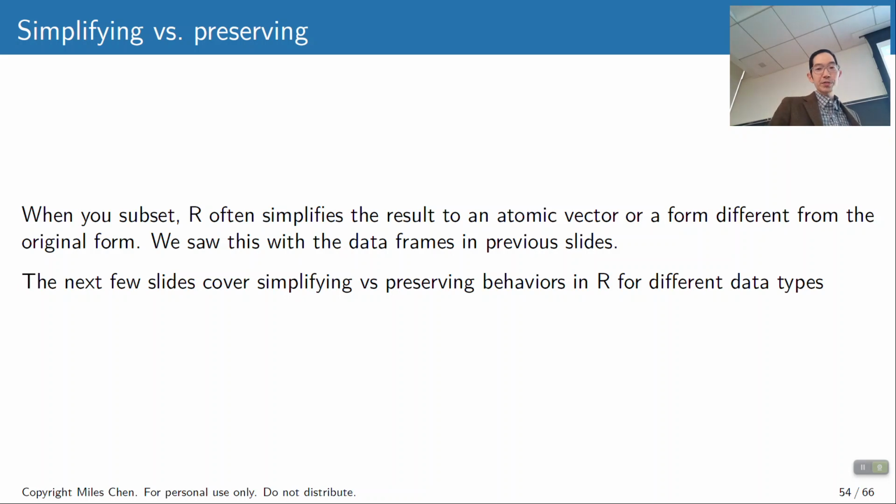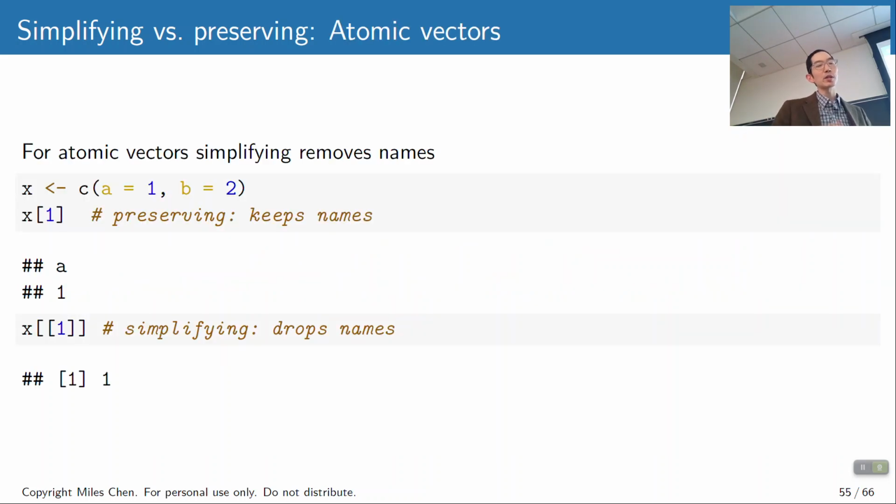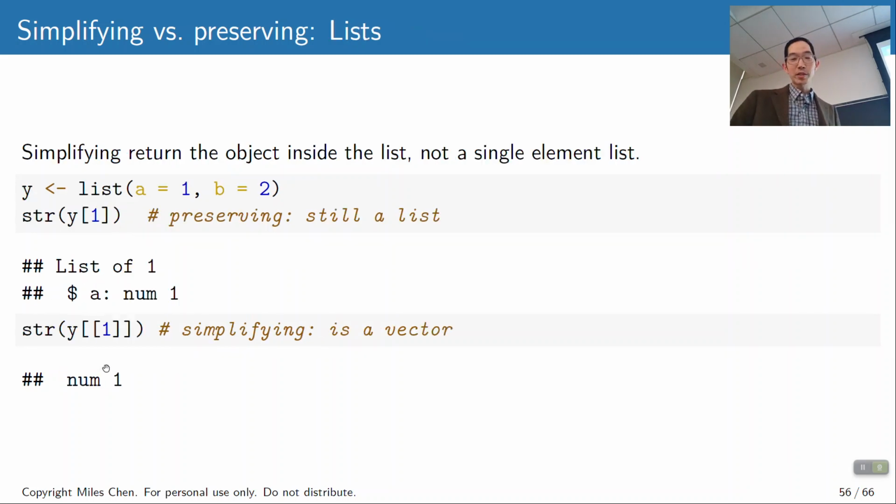Simplifying versus preserving is the idea of whether we simplify to a vector or preserve its matrix structure. It also applies to atomic vectors. A single square bracket preserves the names, while double square brackets drop the names. With lists, a single square bracket preserves the list structure, while a double square bracket you can think of as simplifying or extracting that element.